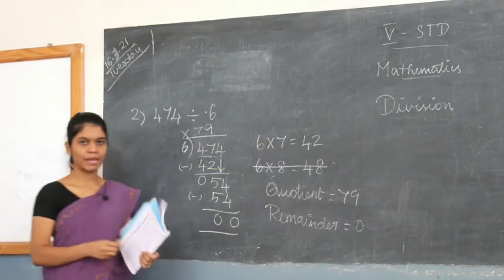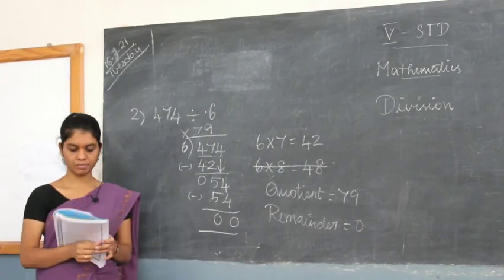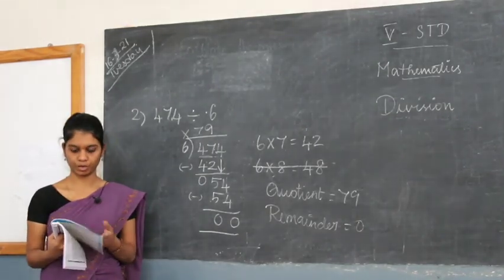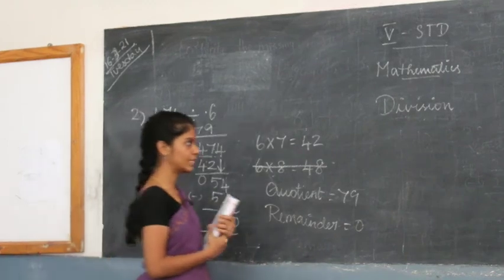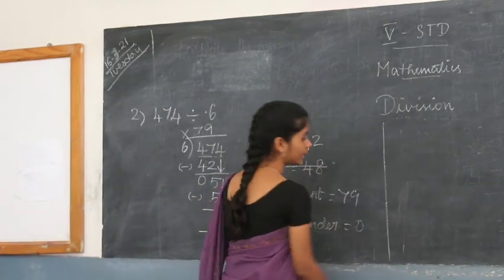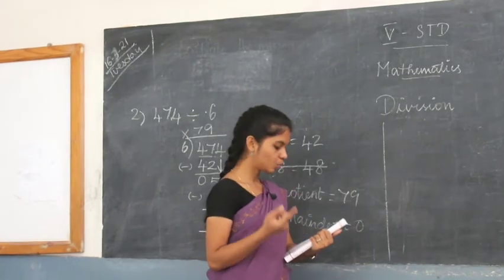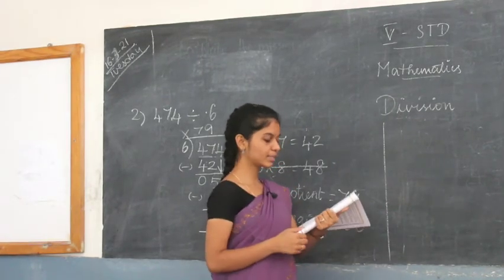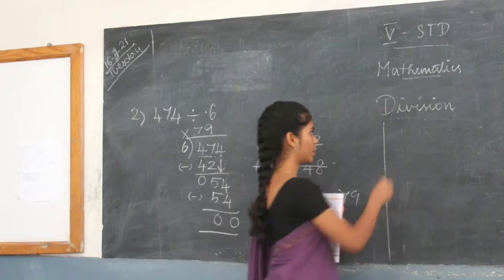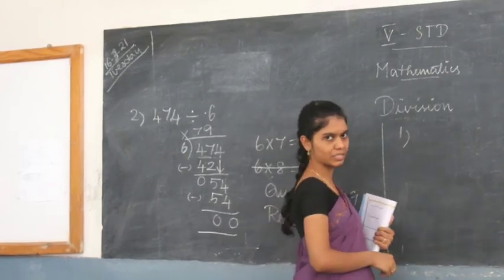Okay, in the same model there are 2 more sums in this Roman. That will be your homework. Okay, we'll see the division of a 4-digit number with a 1-digit number. Now that is the third Roman. Okay, so for the third Roman, first question.